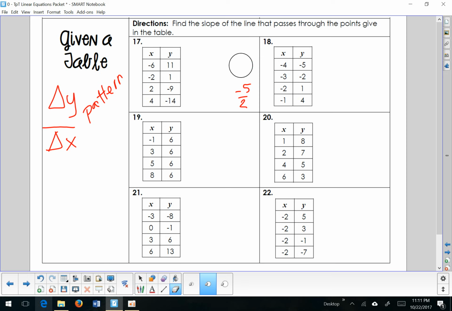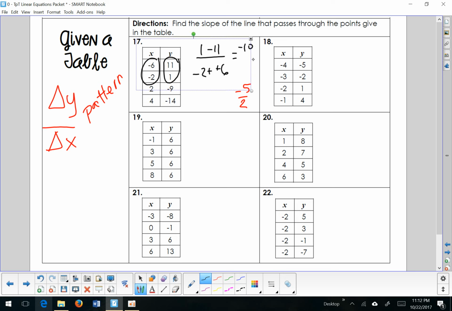So -5 halves. Now let's say I did want to use that formula. Let's just go back and revisit that formula here. So my y's are 1 minus 11, and my x's are -2 minus -6, and 2 minuses here are going to turn into addition. So I get -10 over 4, and -10 over 4 reduces to -5 halves.